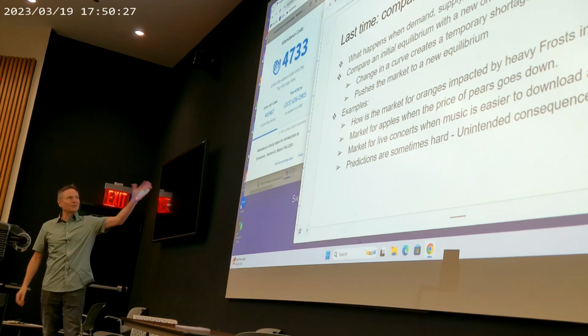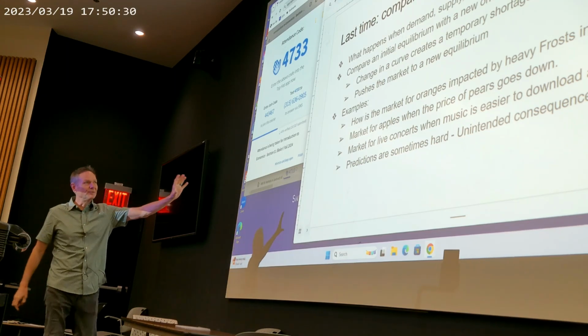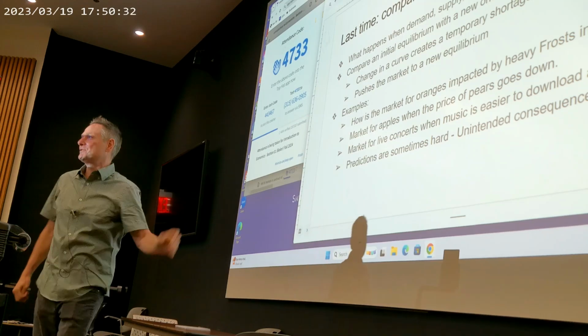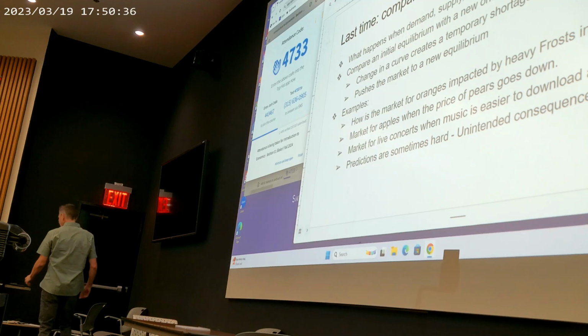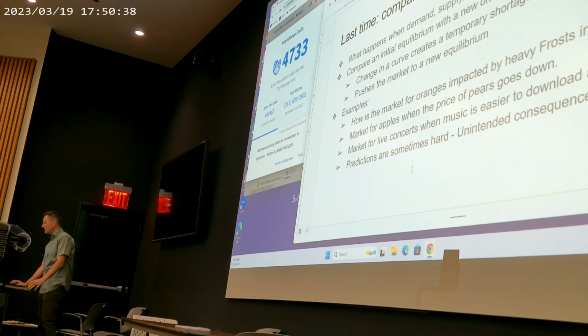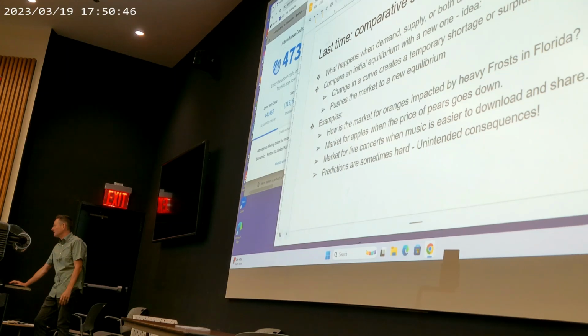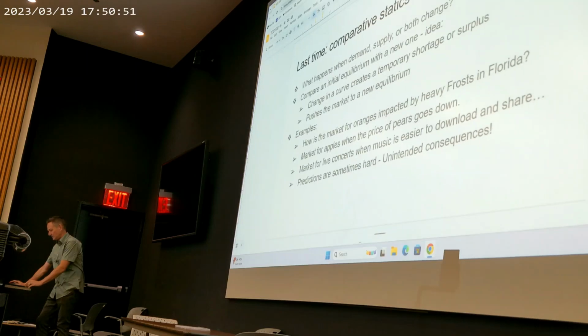And so I have a couple of interesting examples here. Hopefully they're interesting, or just examples to practice with. So let me briefly do this. Frosts in Florida and oranges, apples and pears, live concerts when music is easier to download and share. Okay. So a mental note.